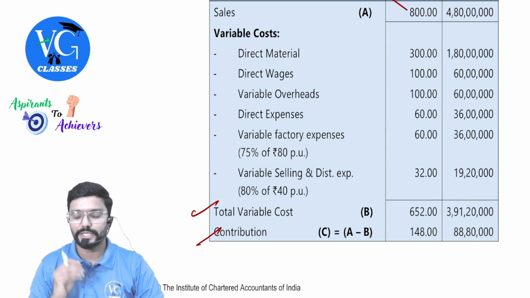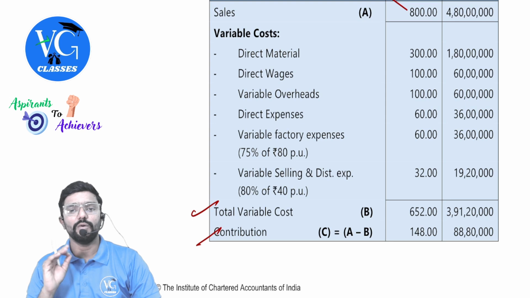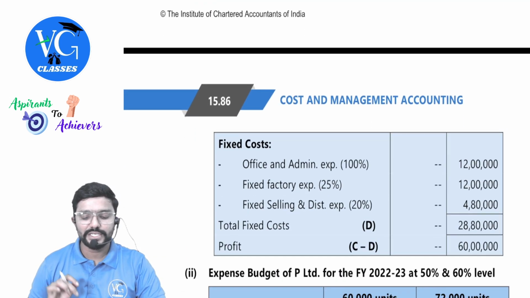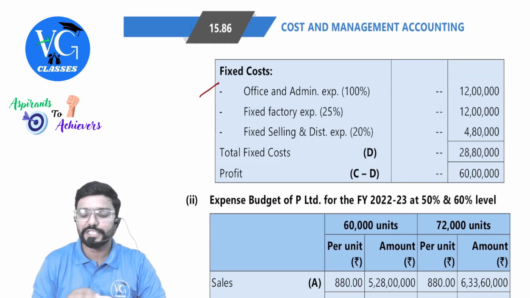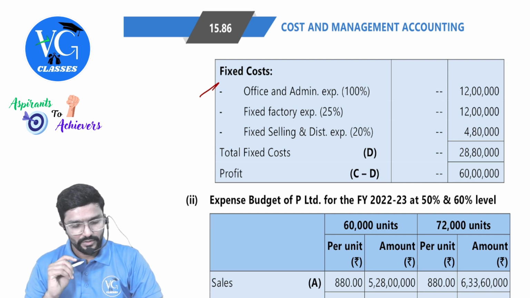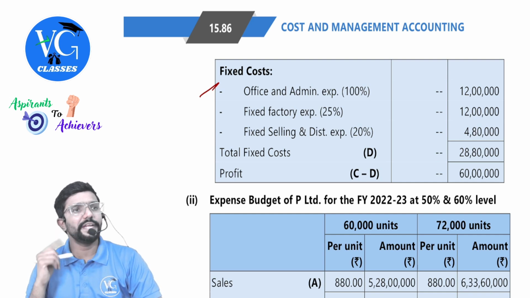How much is the contribution, sir? Per unit 148, and overall it is 88 lakh 80,000. Do we have fixed cost? Yes, sir. Office and administration is 100% fixed cost. Per unit how much? 20. 20 into 60,000.